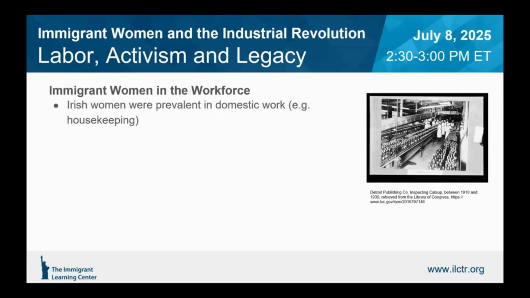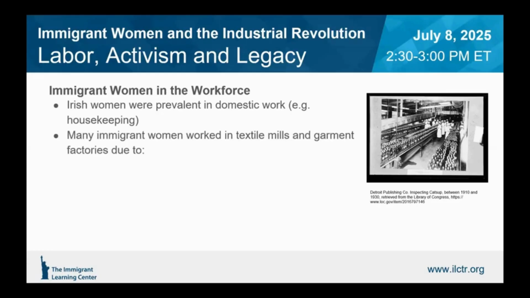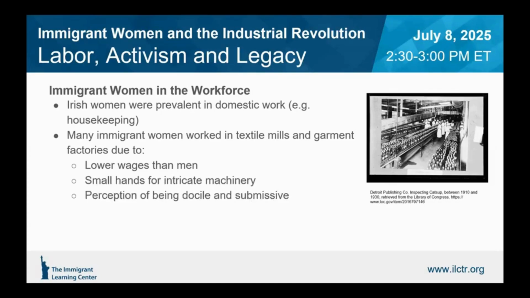For one, we had a newly formed middle class, and this middle class wanted people to work in their homes. And all of these domestic workers were Irish immigrant women, as we just saw in this cartoon. Let's see, immigrant women also worked in textile mills and garment factories. Factory owners hired the women and these children because they could pay them less than men. On average, they were paid only 1/3 to 1/2 of a man's salary. Also, factory owners believed that they could handle the intricate machinery better. And there was also a perception that they were more docile and submissive than men were.